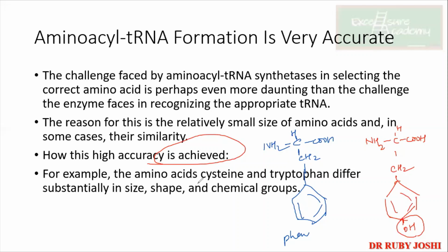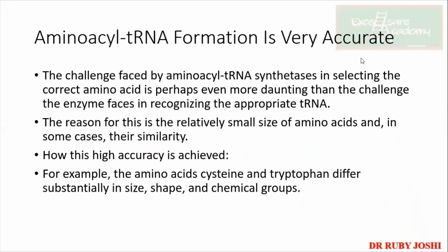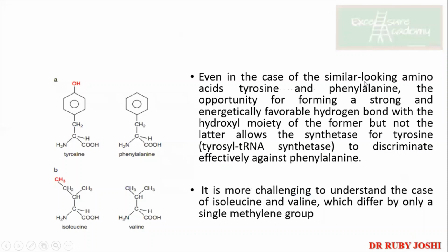For example, the amino acids cysteine and tryptophan differ substantially in size, shape and chemical groups. So if you have such amino acids, definitely any enzyme can differentiate. Akshay, able to follow what we are discussing right now? Yes, ma'am. If the difference is there between cysteine and tryptophan, it is very easy for an enzyme to differentiate. Where does the problem come? Where you have similar groups. For example, this is tyrosine: NH2, COOH, CH, CH2, phenyl group, then an additional OH is present in tyrosine, whereas in phenylalanine it is not there.